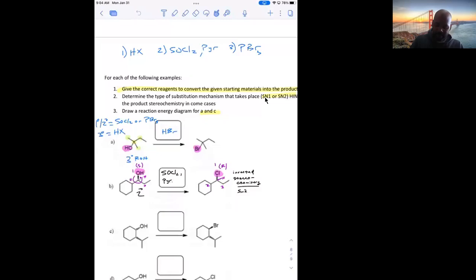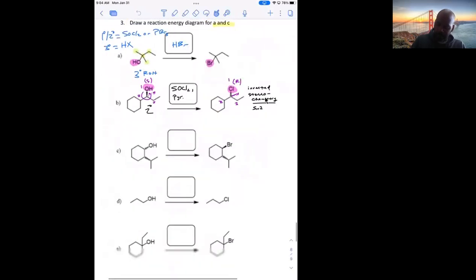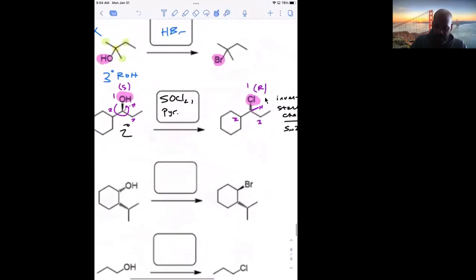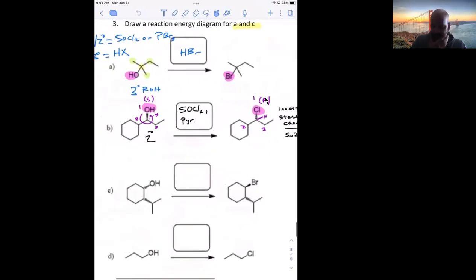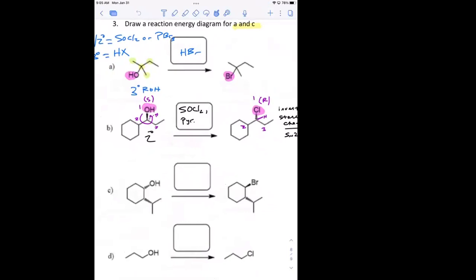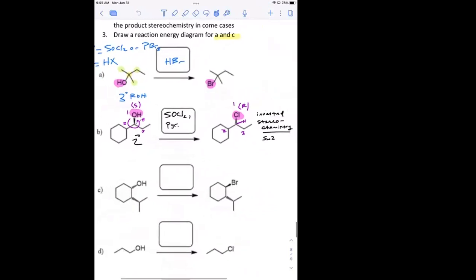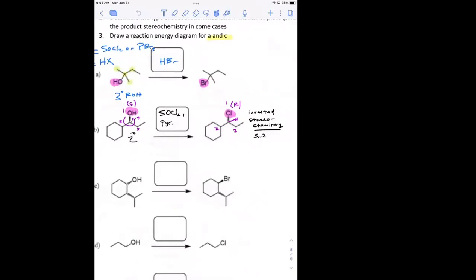All right, so let's jump back in here. Friday, we left off working through some of these reactions, and we were talking about the reaction in letter B, saying that the inversion of stereochemistry was indicative of an SN2 type reaction. All right, and so you'll see the same thing in C.